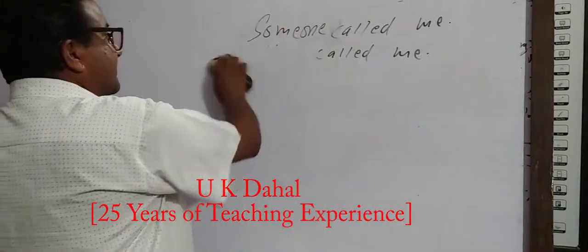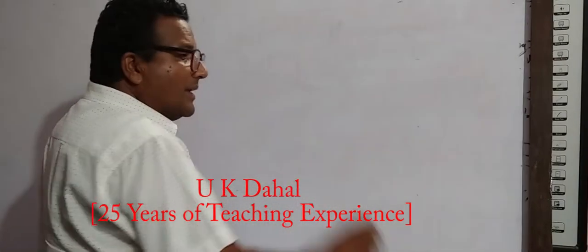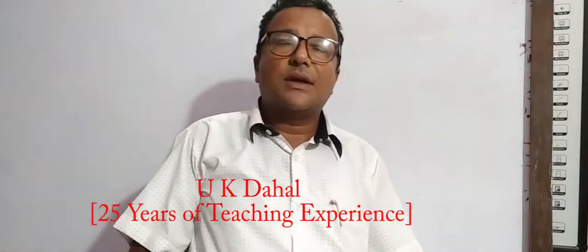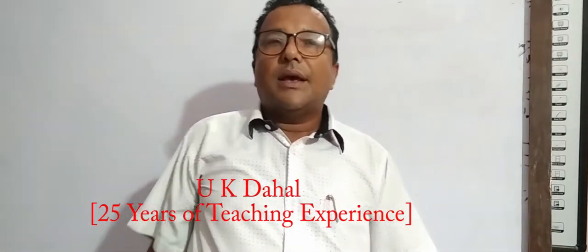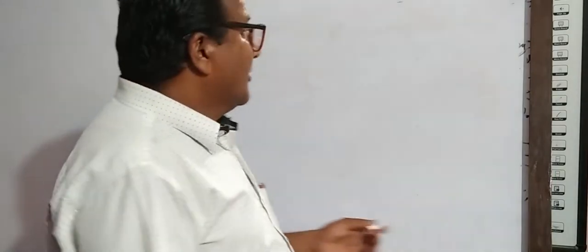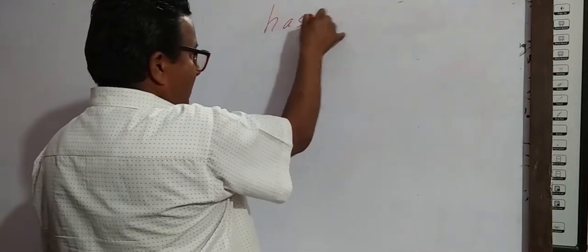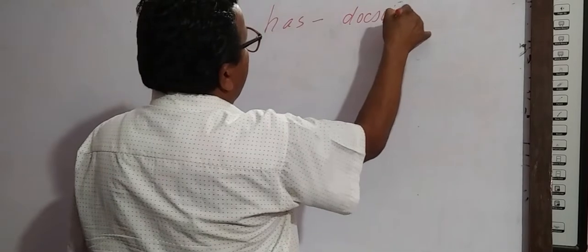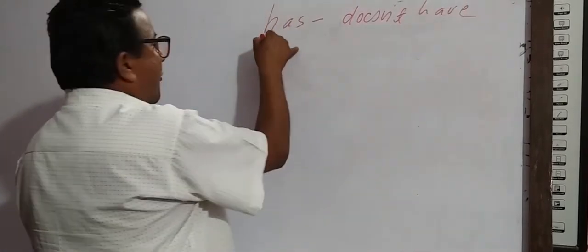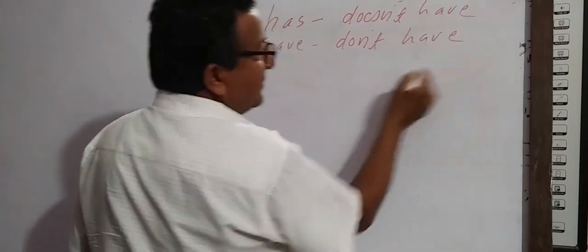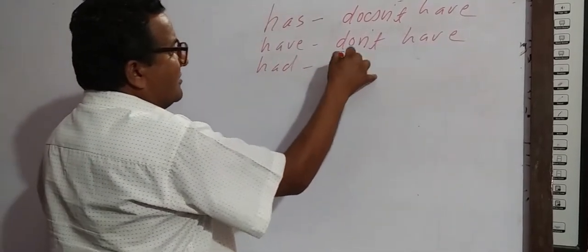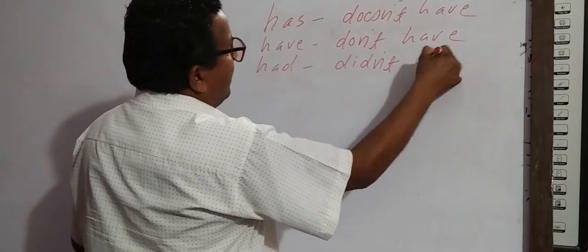And if there is no main verb, an auxiliary verb has come in the place of the main verb. At that time, for has, doesn't have; for have, don't have; for had, didn't have.